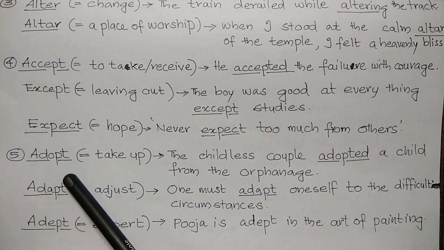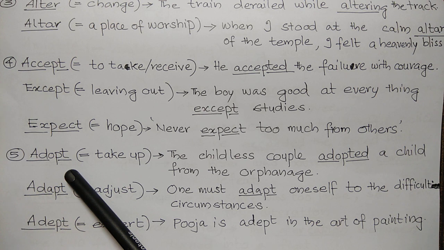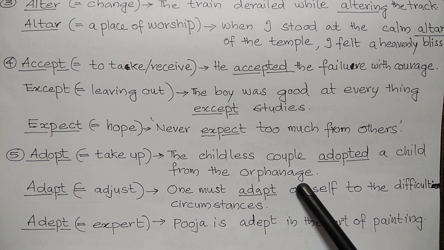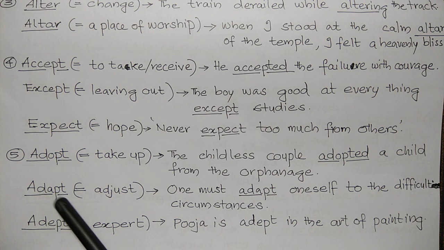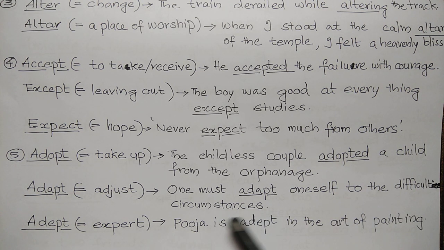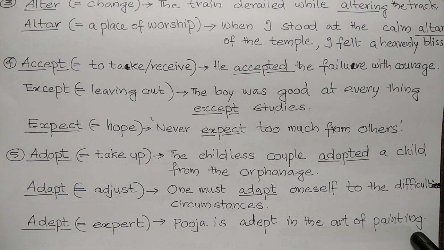Fifth one, adopt means take up. Adapt means adjust. Adept means expert. First one, adopt, to take up. The childless couple adopted a child from the orphanage. They adopted. Adapt means adjust. One must adapt oneself to the difficult circumstances. So, in the difficult circumstances, one must adapt oneself. But adept is expert. Pooja is adept in the art of painting. She is very skillful in the art of painting. That is adept.